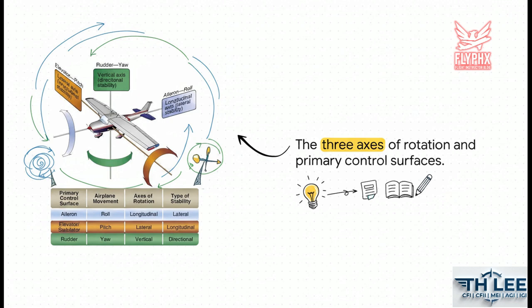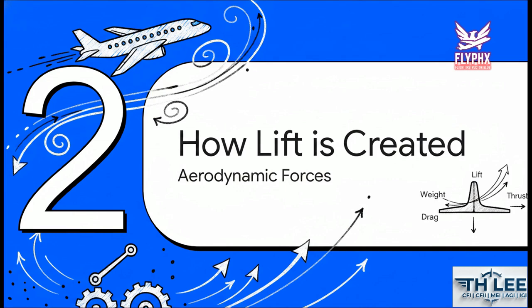And finally, the vertical axis runs straight up and down, right through the center. The airplane yaws left and right around this, just like a weather vane. Literally every control surface we're going to discuss today is designed to manipulate the plane around one of these 3 axes. Section 2. How lift is created.